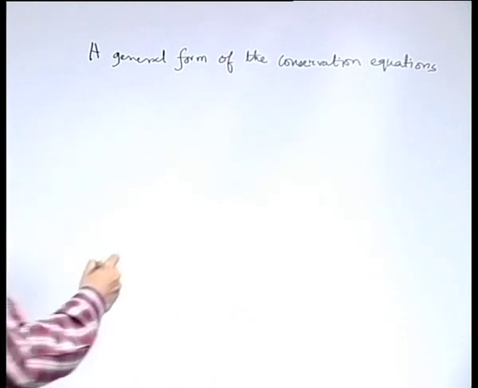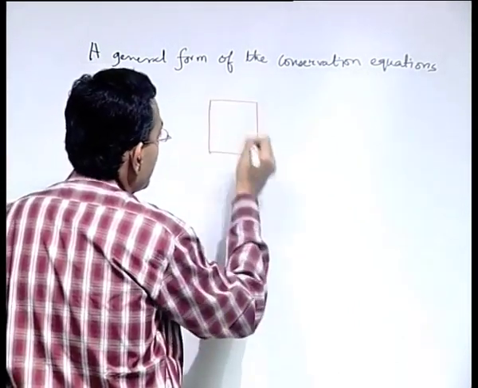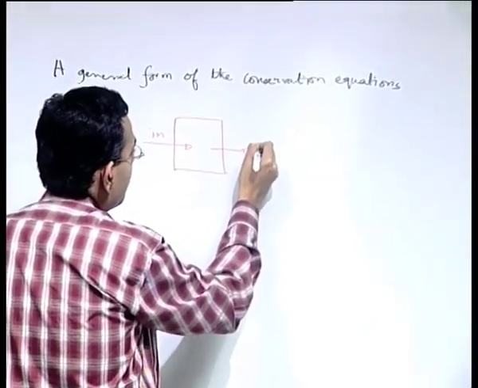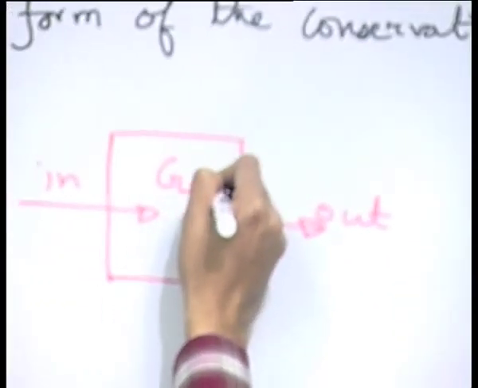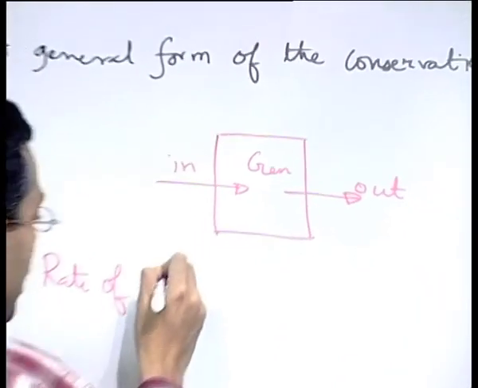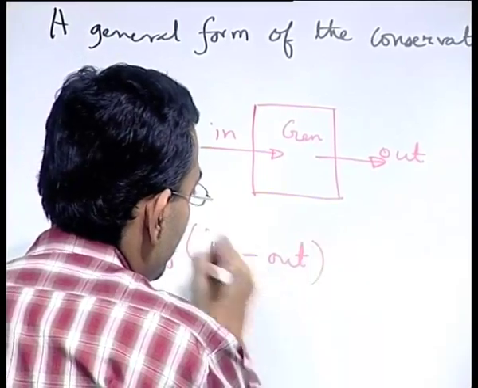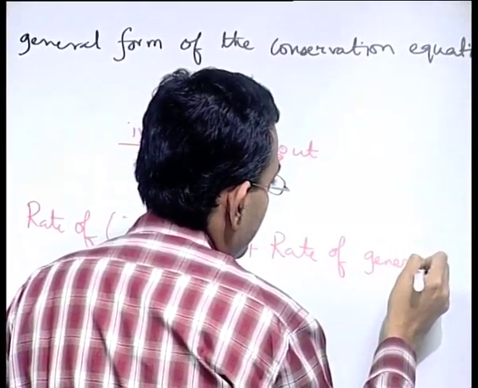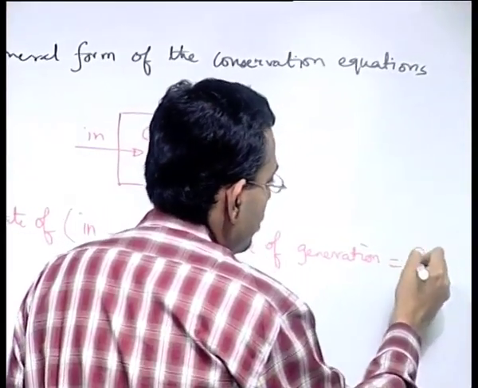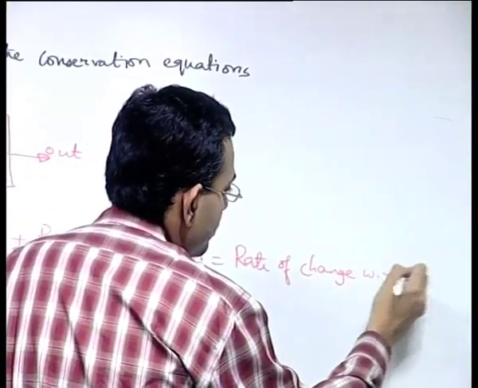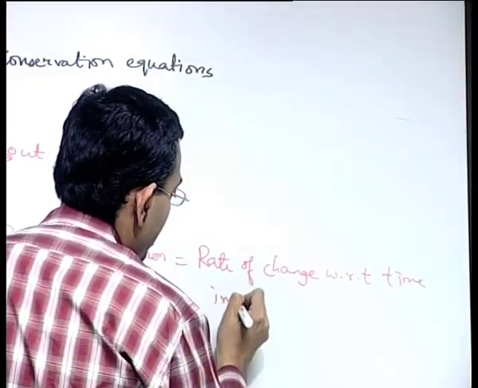To derive that, we will start with our basic principle of conservation: if you consider a control volume, you have something in, something out, something generated, and rate of in minus out plus rate of generation is equal to rate of change with respect to time inside the control volume.